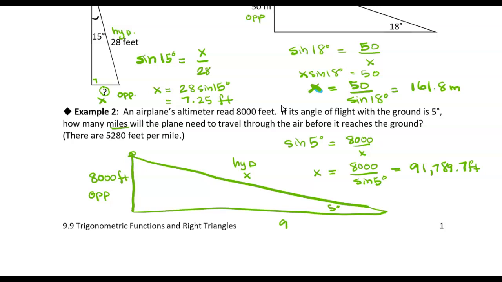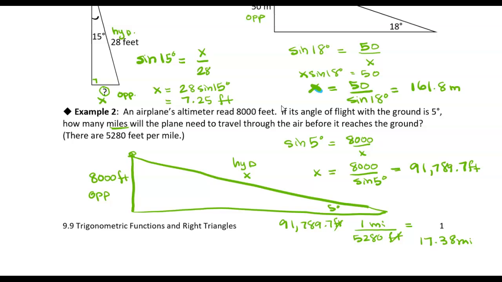So I'm going to take the 91,789.7 feet, and I'm going to use a conversion factor. I have 1 mile per 5,280 feet. Okay. You can see now the feet will cancel and I'll get miles. So that gives me, kind of running into my numbers here, but 17.38 miles is what I get when I convert those feet to miles.